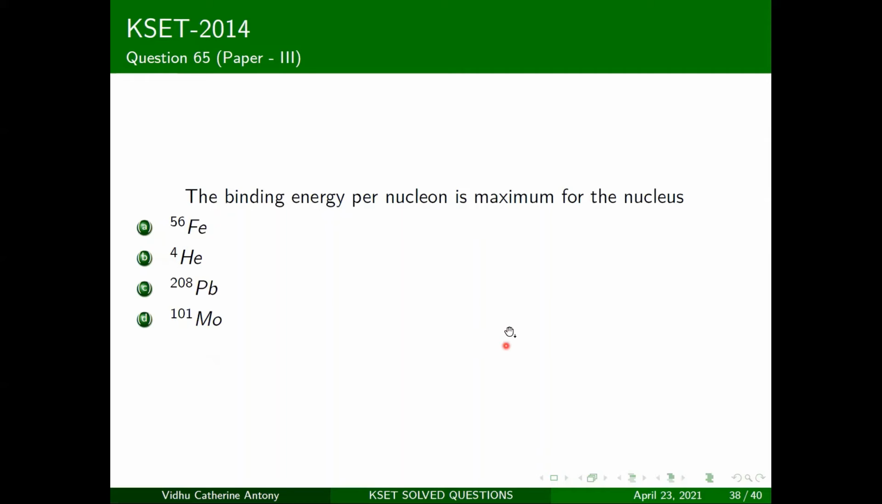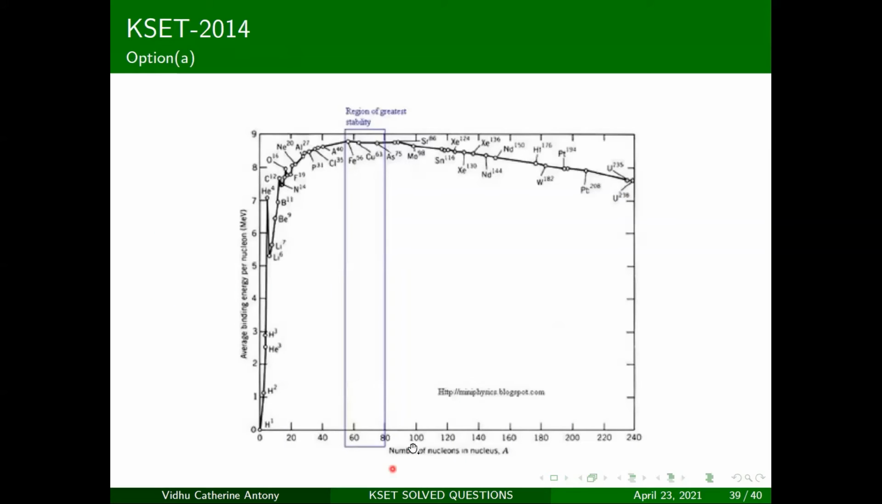So the easiest way to do this is not to actually calculate the binding energy per nucleon, but rather look at the chart and remember which goes where. And also some certain facts about these elements that you have. Okay, so this is how your binding energy per nucleon chart looks. Average binding energy per nucleon in this direction, and here you have number of nucleons in the nucleus in this direction. So let's say which were the elements.